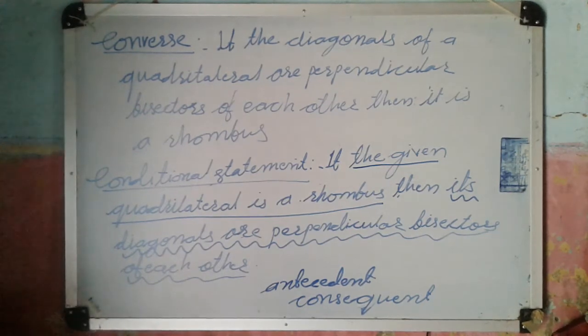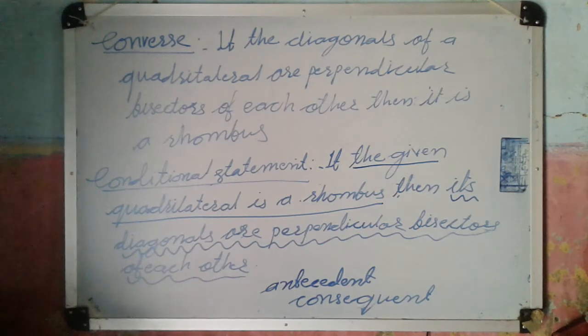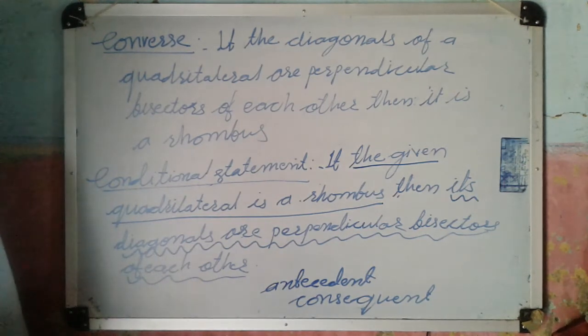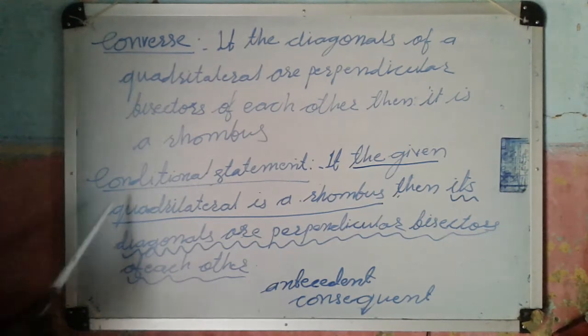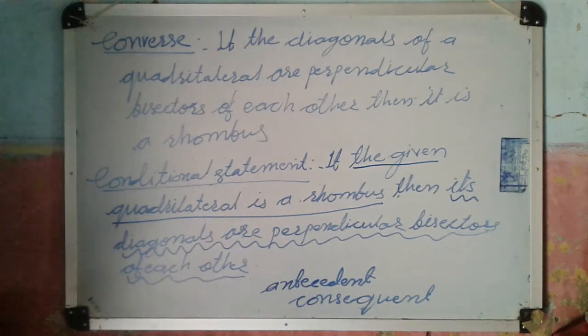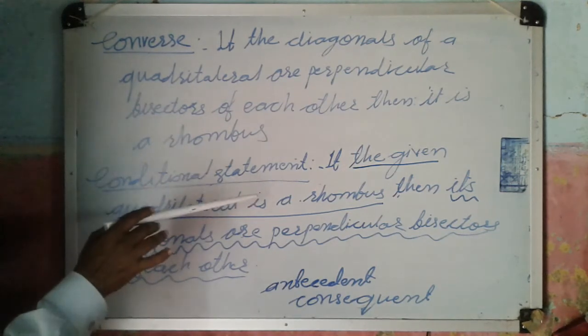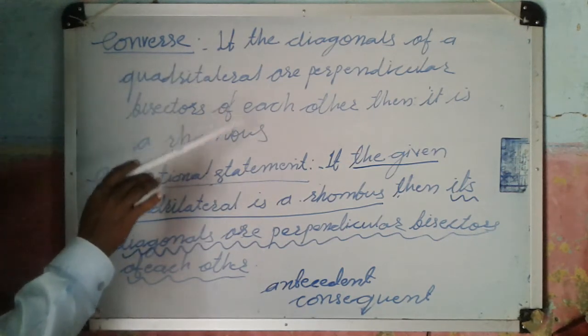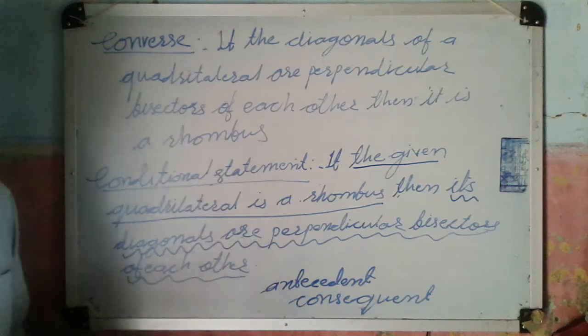Now we will see how the statements are used to write the proofs of theorems. But before that, remember one thing: if the conditional statement is true, its converse is not necessarily true. That means every time the converse may not be true. Sometimes the converse is true, but in some examples it is false. Remember these things.